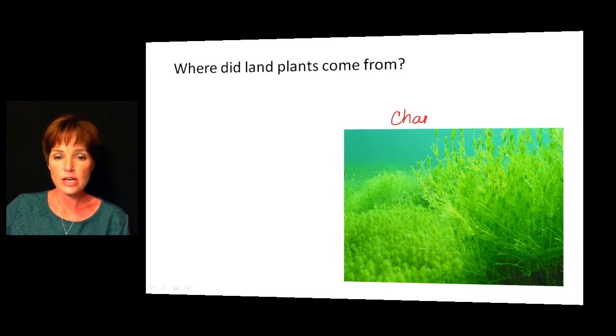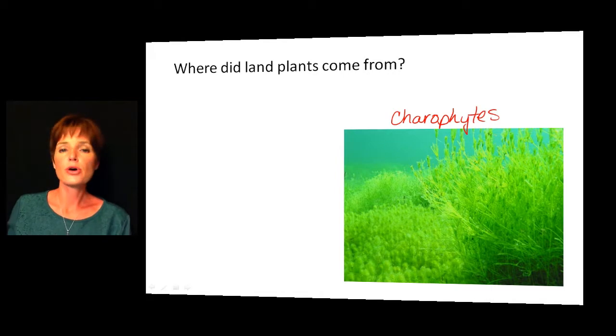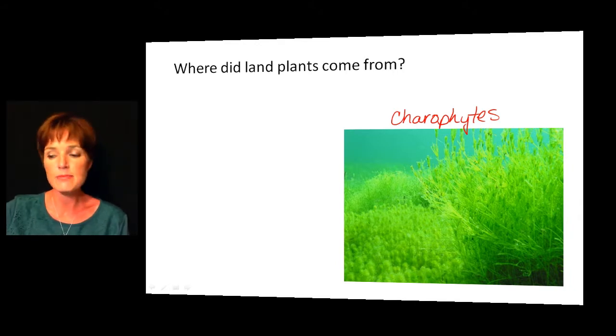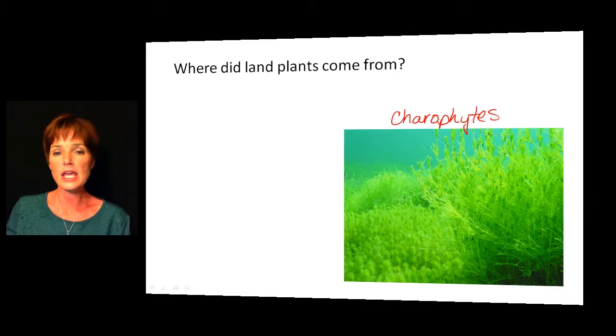algae that are known as charophytes. And charophytes are the closest known relatives of land plants. So these are the ones that they seem to share that common ancestor with most recently. So when we look at charophytes, we can get some clues as to what adaptations might have been necessary for plants to make the move onto dry land.